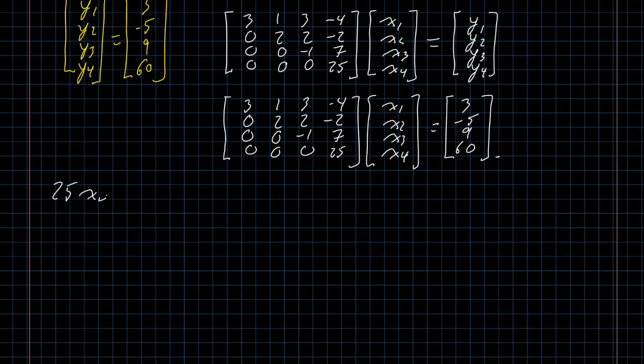25 times x4 is equal to 60. So divide both sides of the equation by 25. 60 over 25 reduces to 12 over 5, which I guess is 2.4 as a decimal number.